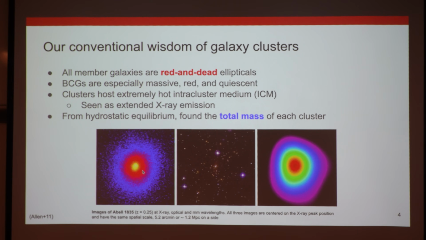From that you can actually estimate, because that gives you the thermal pressure, and then that can tell you what is the hydrostatic equilibrium mass, or what we call the total mass of the galaxy cluster as a whole. And the roughly order of magnitude for the galaxy cluster for us is roughly 10 to the 14 to 10 to the 15 solar mass. Maybe like 10 to the 14 on the small side, and 10 to the 15 is like a massive cluster.